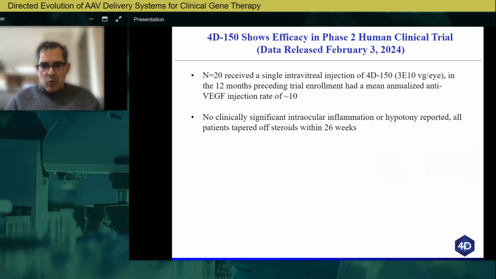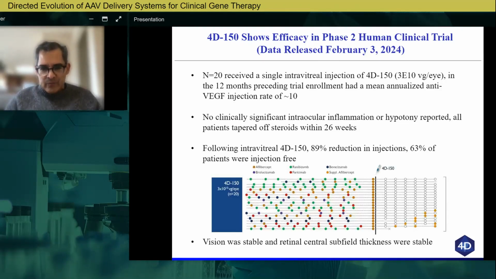And these are some data that were presented initially publicly about a year ago or so. So in a phase 2 human clinical trial, in a cohort of 20 patients, they received a dosage of 3 times 10 to the 10th vector genomes per eye, which is actually lower than the lowest dose that had been previously administered to non-human primate. These patients typically had received 10 protein injections per year. And importantly, there was no significant clinical intraocular inflammation reported at all, indicating it was a safe product.